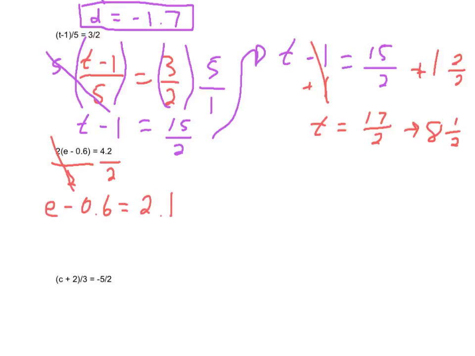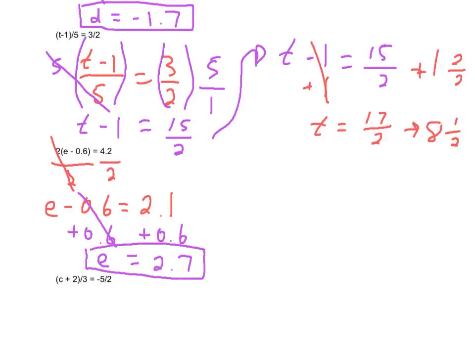Then, just like we've been doing, we add the 0.6 to get rid of that negative and get e on its own. It cancels out. Got to add 0.6 on this side, 2.1 plus 0.6 is 2.7. And you'll see as you do more and more of these, they get faster and faster. I'll leave one at the bottom for you to do, just to be clear what it's asking: c plus 2 all divided by 3 is equal to negative 5 over 2. I want you to solve for what c is.